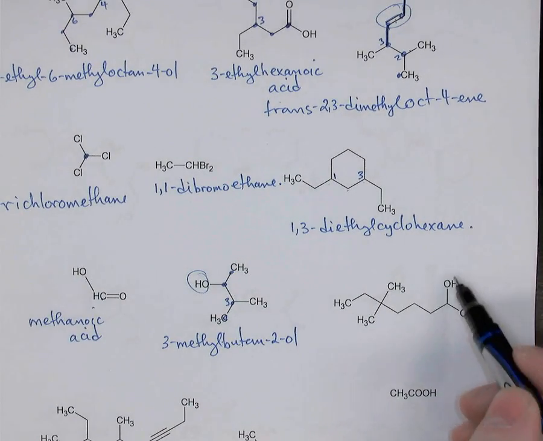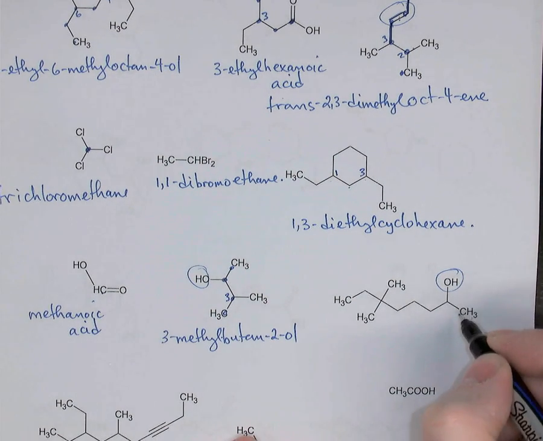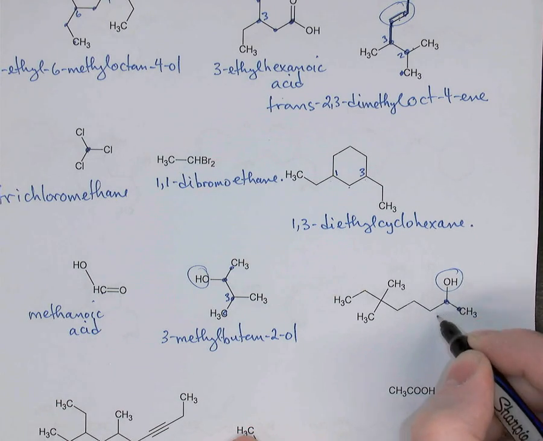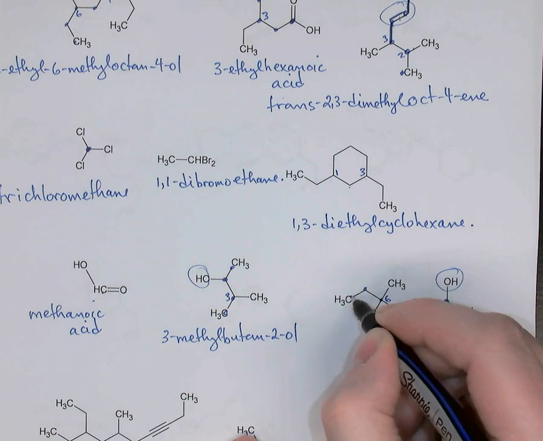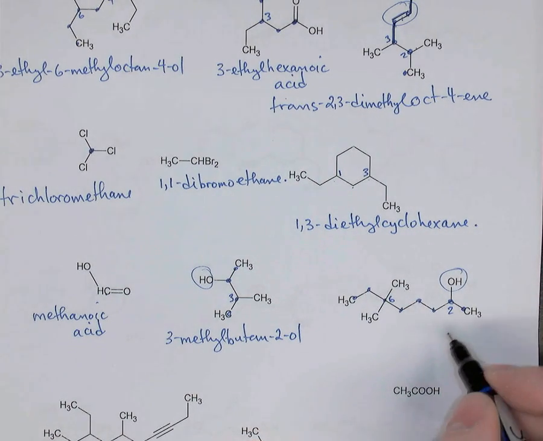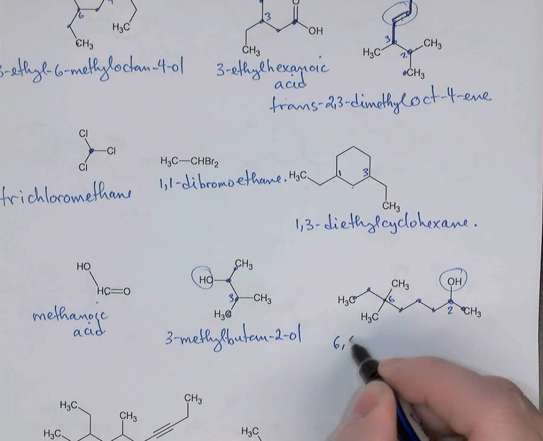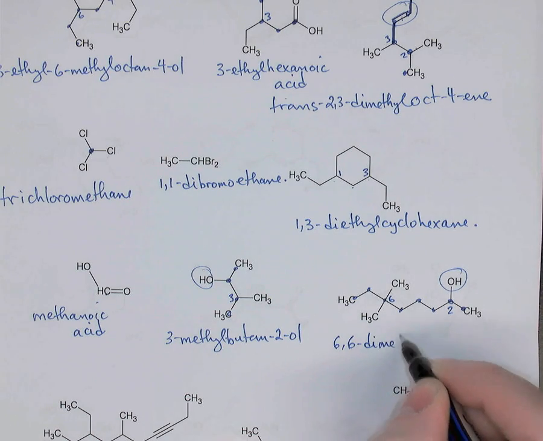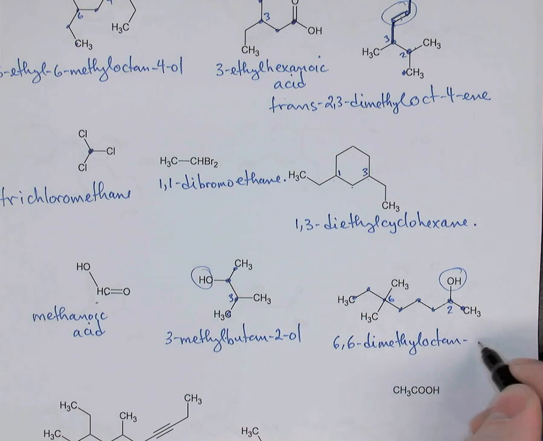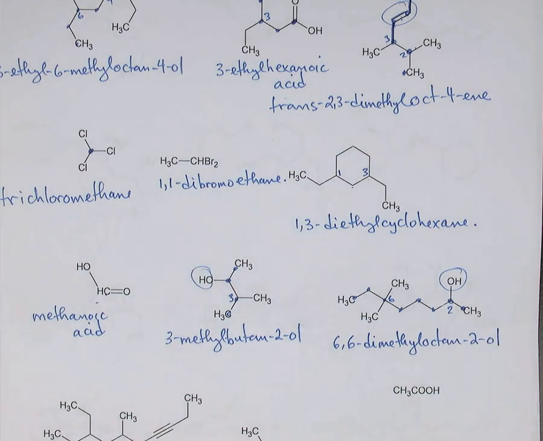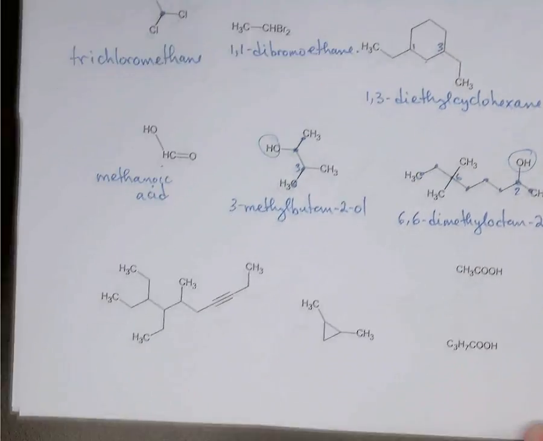Next we see another alcohol, OH, starting numbering at the end closest to the functional group, carbon 1, 2, 3, 4, 5, 6, 7, 8. There's 8 carbons in all. So carbon 6 has 2 methyl branches, 6,6-dimethyl, and then octan-2-ol. The alcohol group is on the second carbon in the octane chain.